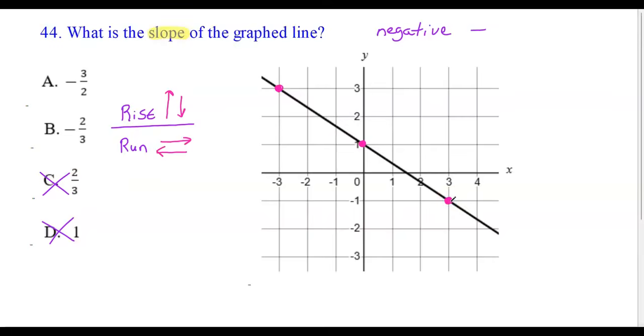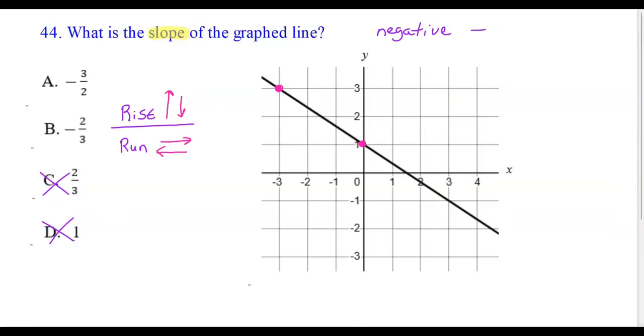You could really use any 2 points. You could use these 2 points. You could use these 2 points. You could even use this point and this point. But to make it simple, I always pick the first 2 points that I see when I'm reading the line from left to right. So we'll just use these 2 points. Now I need to connect these 2 points using what I call a slope triangle.